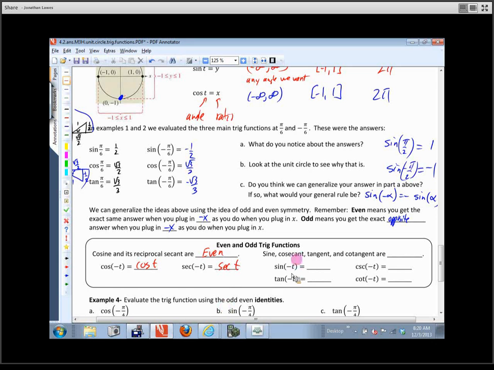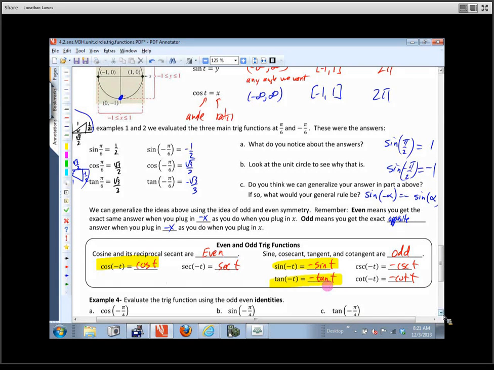Okay, but sine, cosecant, tangent, and cotangent, those all involve a y-coordinate. And because the y-coordinate is different on the top than it is on the bottom, just by a sign, up here it's positive, down there it's negative, those are each odd. We get the exact opposite of what we get when we plug in a positive one. So the sine of negative t is negative sine of t. The tangent of negative t is negative tangent of t. And the same for cosecant and cotangent. So this would be negative cosecant of t and negative cotangent of t. Now, the ones that you really need to pay attention to that come up quite often are this one, and this one.